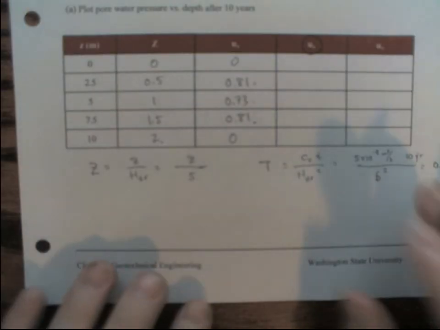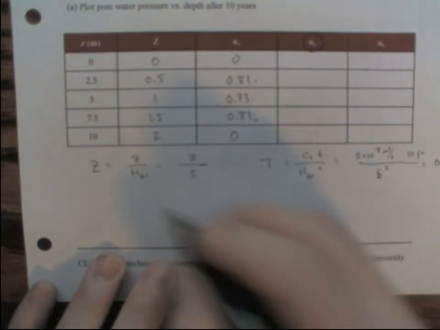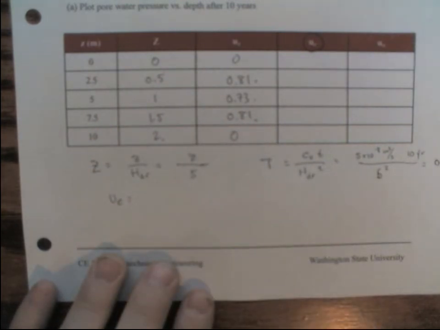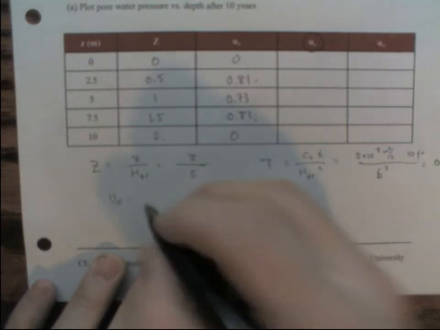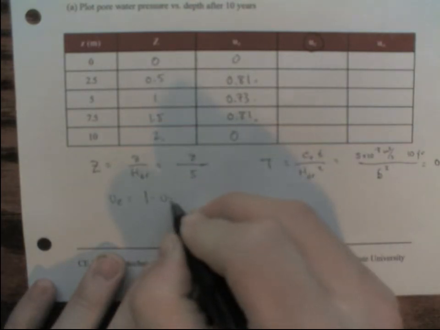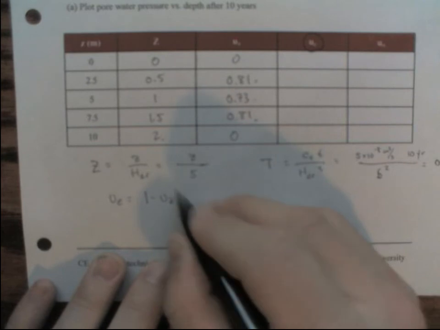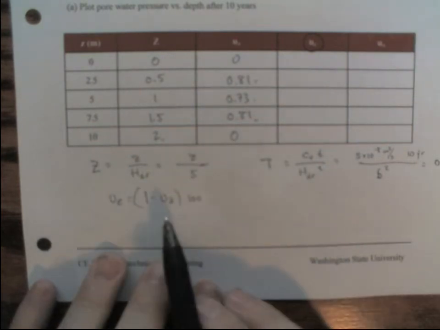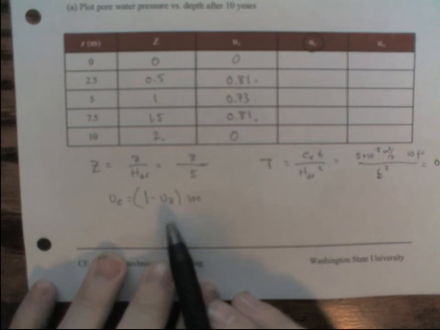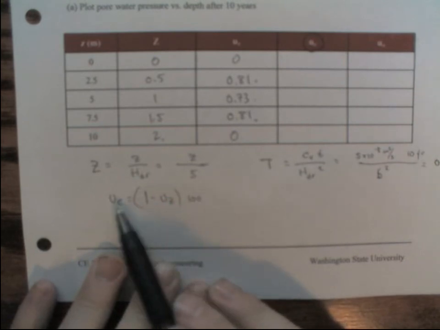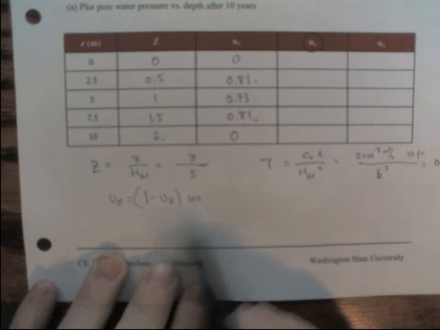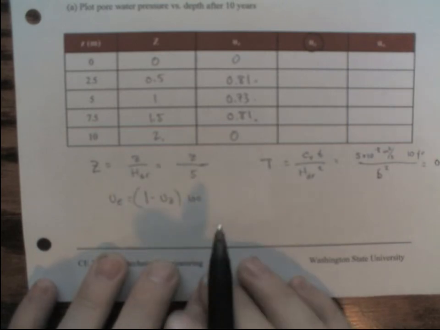Okay, now for this next one, this is an equation I actually didn't give you, UE. This is defined as excess pore water pressure. So the equation here is 1 minus UZ over U naught, times 100. What this means is that as water is expelled in consolidation, there's still an excess amount of water in there. So the question is how much percentage of water is still left in there in terms of pressure. This is the way we find it through this equation.